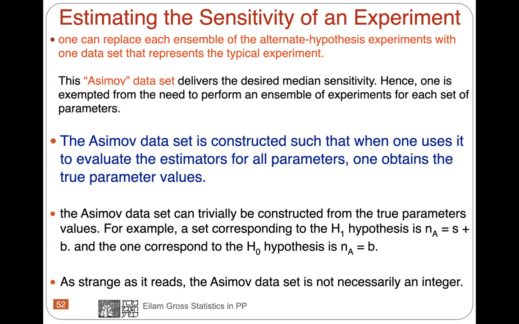And this Asimov data set is very, very simple. It's constructed such that when one uses it to evaluate the estimators for all parameters, one obtains the true parameter values. What do I mean? For example, suppose that I want to generate the Asimov data set that corresponds to the alternative hypothesis H1, then I just set the number of events n_A to be s plus b, because this is the true value of s and the true value of b. As strange as it sounds, the Asimov data set is not necessarily an integer.